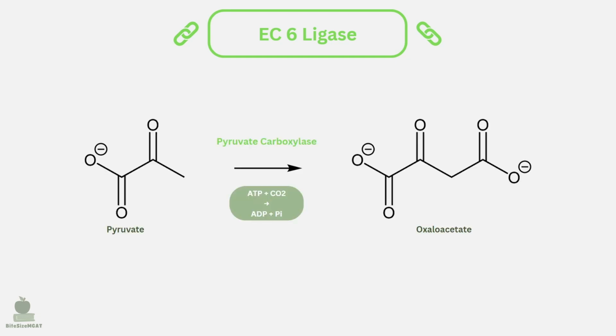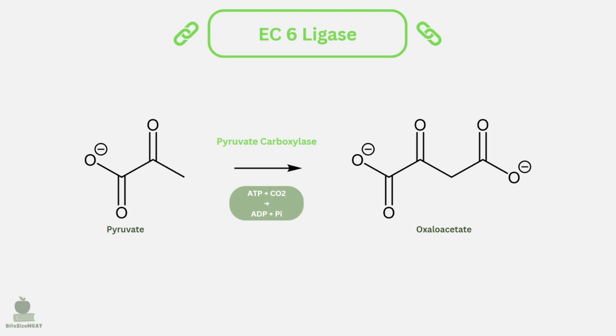EC6 ligases are our second to last class. Ligases catalyze the joining of two molecules with the help of ATP. Think of ligases as ligating two molecules together or gluing them together. One example is pyruvate carboxylase, which, with the help of ATP, glues together pyruvate and carbon dioxide to form oxaloacetate.